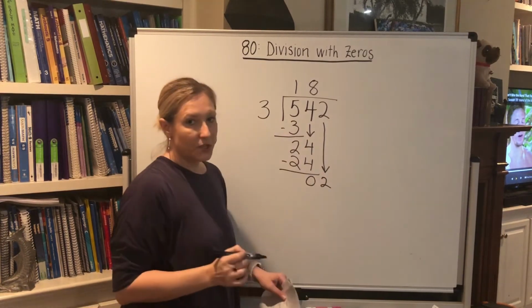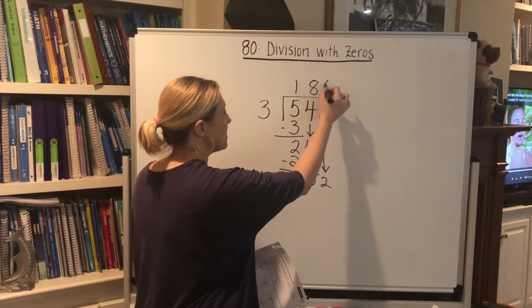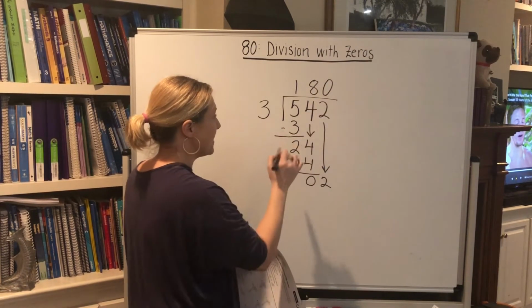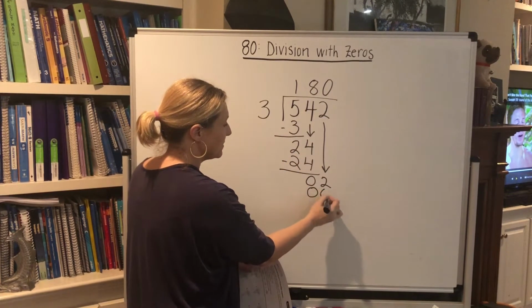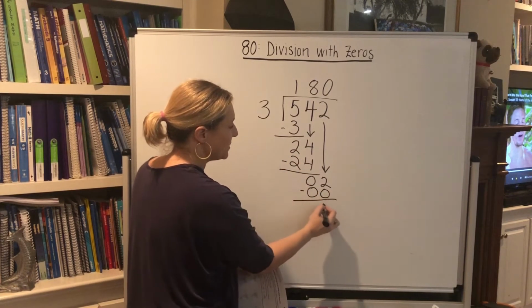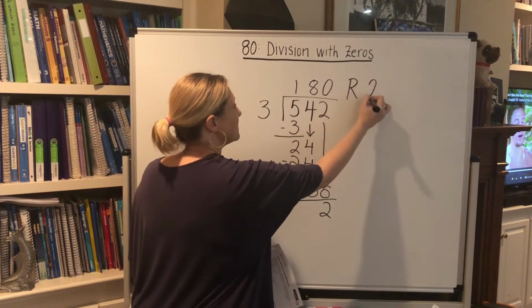Now, does 3 go into 2? No, it doesn't. So we need to put 0 right over the 2. It does not go into 2. 3 times 0 is 0. So that means we will have a 2 left over. Remainder, 2.